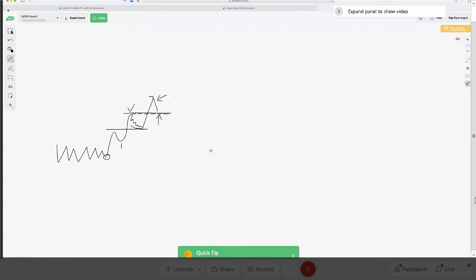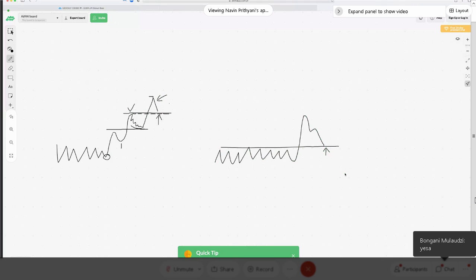Here we go. Next one. Boom, boom, boom, boom, boom. And then it rockets up. Okay. Starts to pull back in. Support resistance. Buy it. Do it.